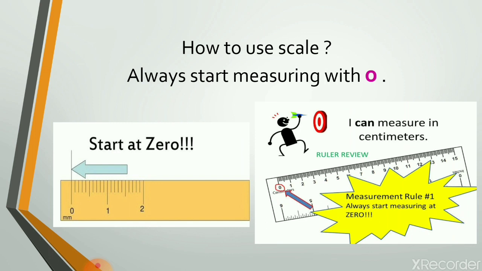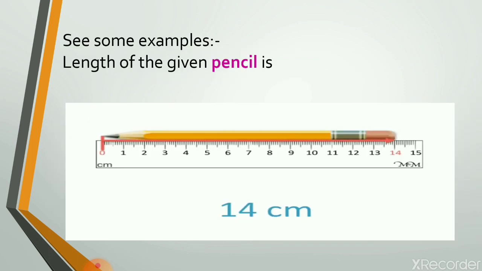Now, how do we use a scale? When we measure any object with the scale, we start from 0, which is the first number of the scale. It means we have to always start with 0. For example, the length of the given pencil is, here the pencil is kept between 0 to 14. So the length of the given pencil is 14 centimeters.